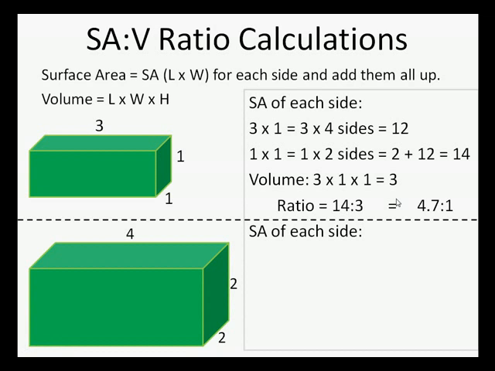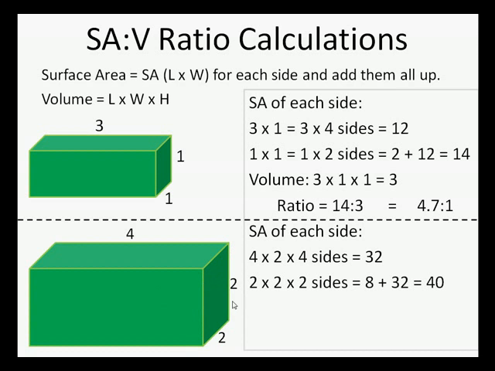For the larger shape, you can see the length here is 4, width and depth are 2, so 4 times 2 for these bigger sides, and then times 4 sides, that's going to give us 32. And then the 2 edges, 2 times 2 times 2 sides is going to give us 8. So adding those up gives us 40. And again, volume is a lot simpler calculation. Just multiplying all the numbers, 4 times 2 times 2. This is going to give us 16. So again, our ratio here is 40 to 16, which actually calculates out or reduces down to 2.5 to 1.